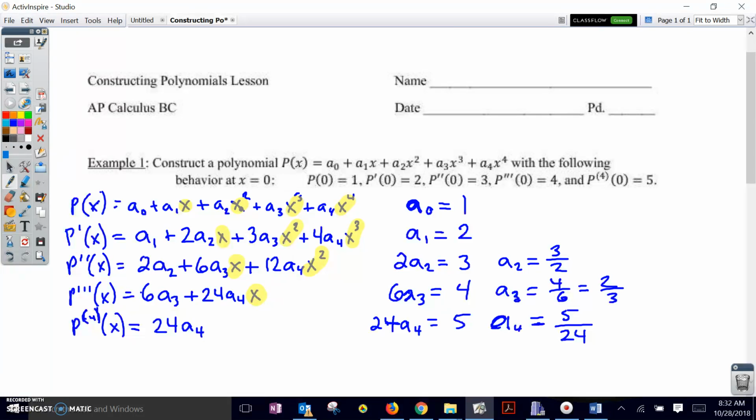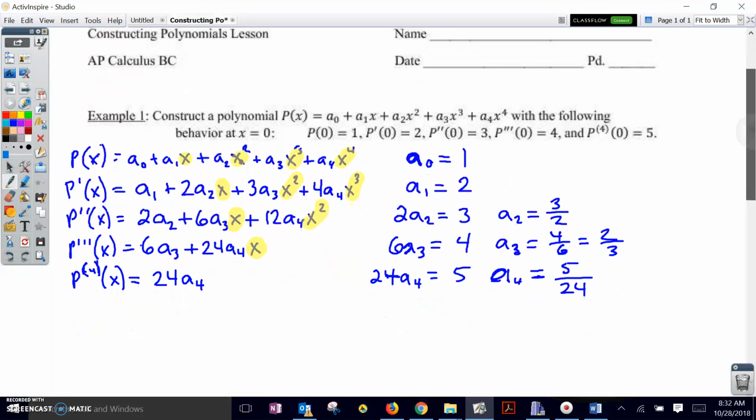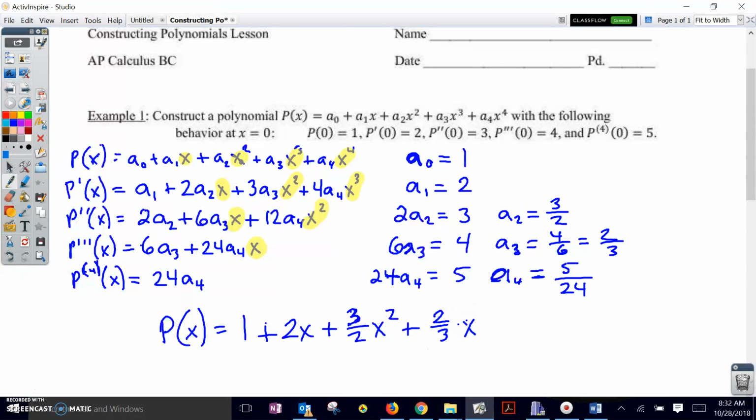And now I can construct my polynomial with the behavior that I desire. All I'm going to do is put these values into the original general form. A sub 0 is going to be 1. A sub 1 is going to be 2. A sub 2 is going to be 3/2. A sub 3 is going to be 2/3, and a sub 4 is going to be 5/24.